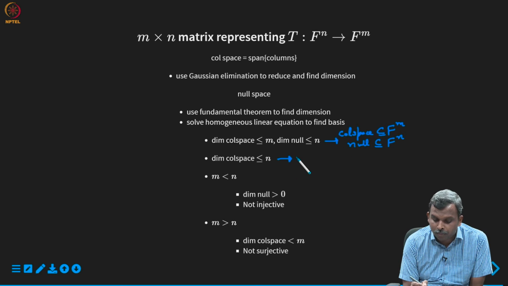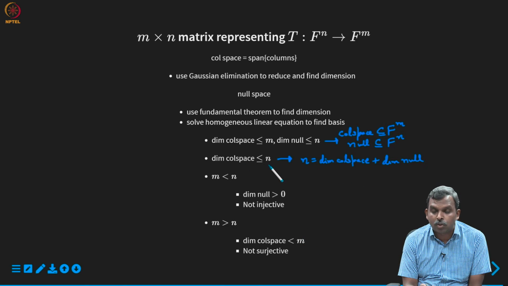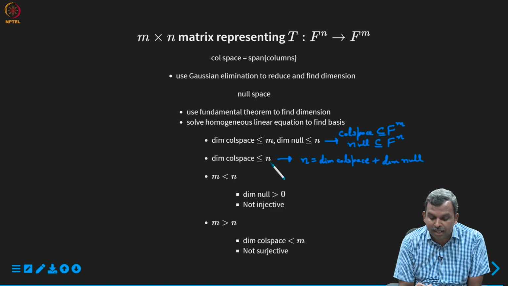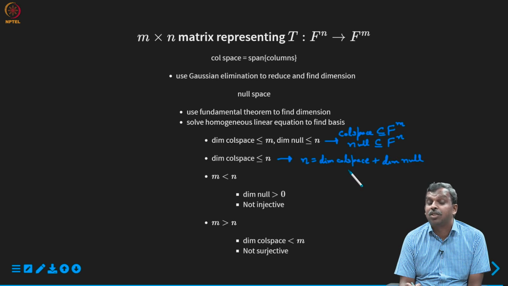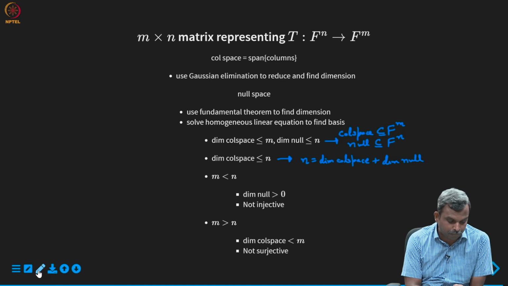Where does this come from? This comes because n equals the dimension of the column space plus the dimension of the null space. So the dimension of the column space has to be less than or equal to n also. Of course, the dimension of the null space is also less than or equal to n, but that's nothing new. You knew that already. The fact that the dimension of the column space is also less than or equal to n comes from the fundamental theorem of linear maps. It's not directly from just being a subspace. So that's something to keep in mind.